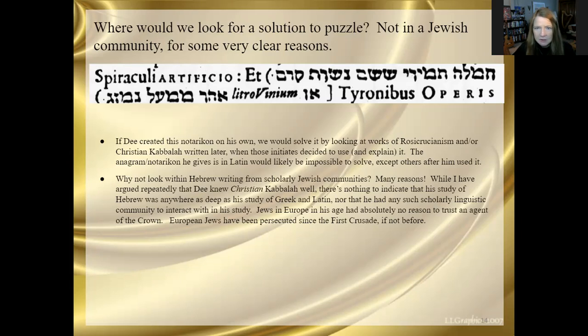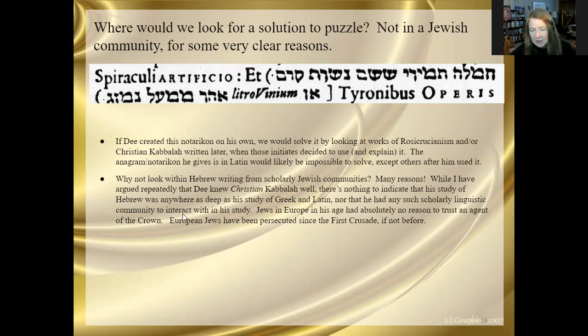His work on Kabbalah that translates as a compendious table of Hebrew Kabbalah, that came out a couple of years before the Monad, is a table. I mean, he's not writing texts in Hebrew. Also, more to the point, Jews in Europe in Dee's time and for decades after, and I mean decades, centuries after and centuries before, have no reason to trust an agent of the crown, which is what Dee is. European Jews have been persecuted and almost wiped out repeatedly since the First Crusade, if not before that.